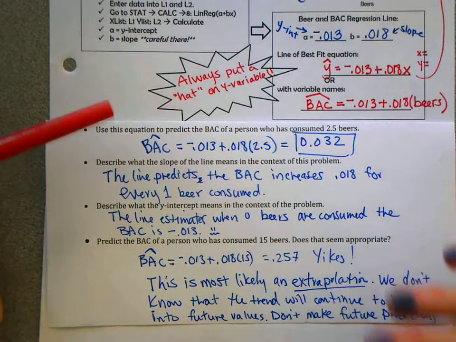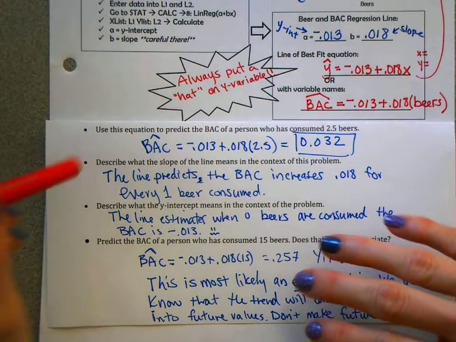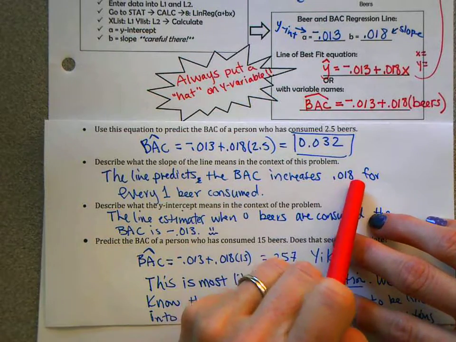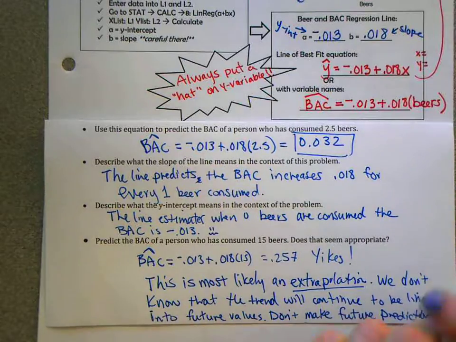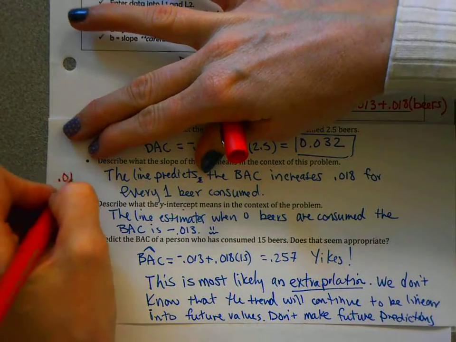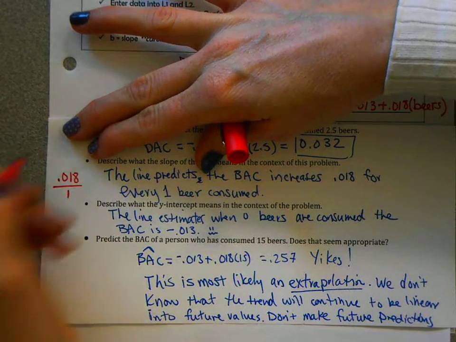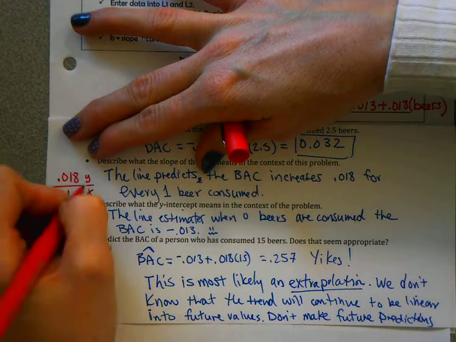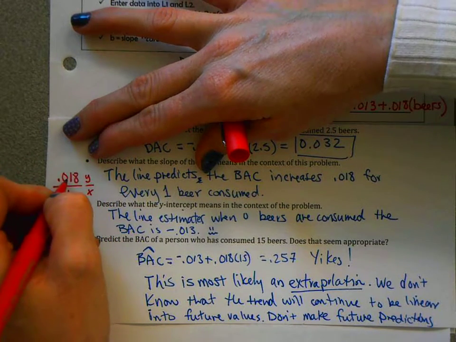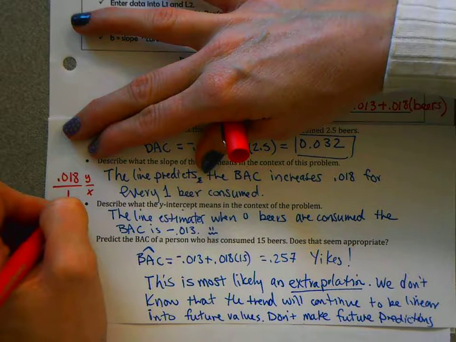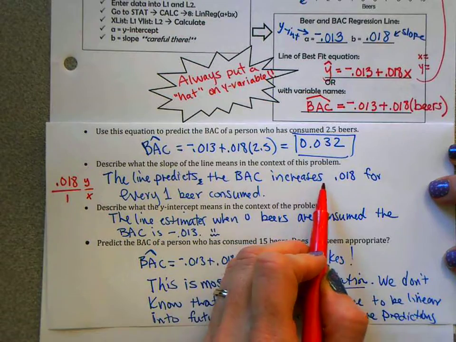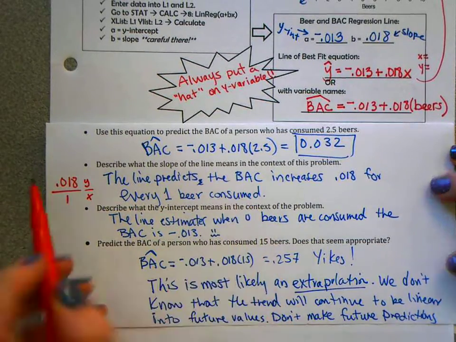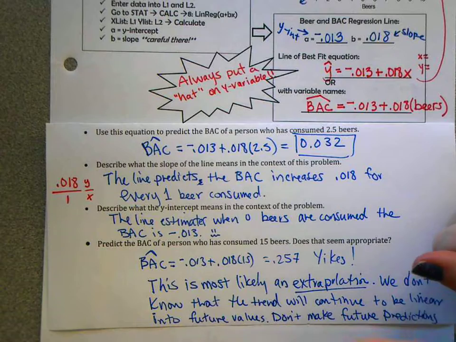The big thing to realize is that the 0.018 is how much your blood alcohol content goes up for every 1 beer. So you need to realize that when you think about slope, it is a rate, so you put it over 1, and it's always your y variable over your x variable. So this number describes blood alcohol content, this number describes your beers. So I wrote the line predicts the blood alcohol content to go up by 0.018 per beer consumed. You could have said it in a different order, but you did need to include the context and make sure you had the right variables with the right numbers.